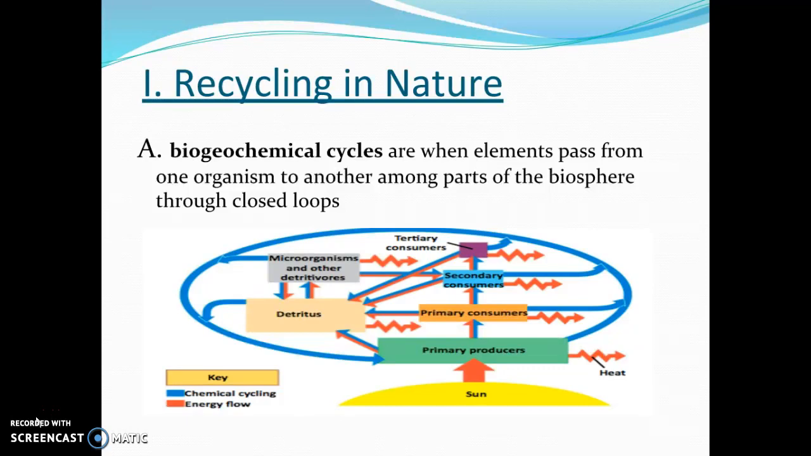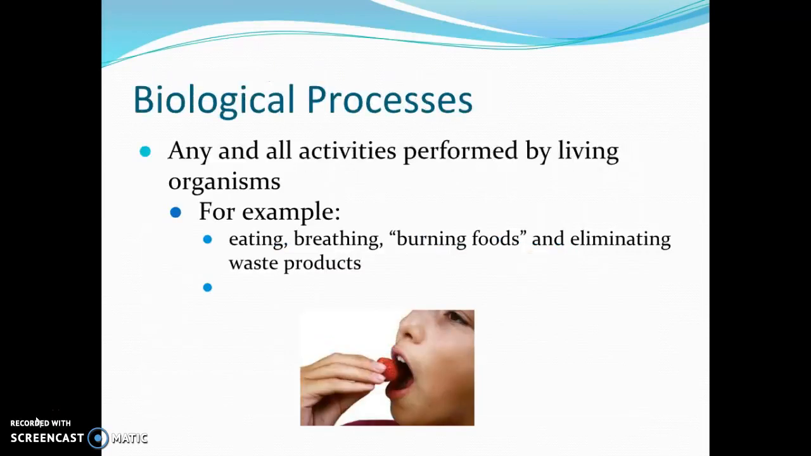So this is just an overview, and we're going to go into the definitions, starting with the biogeochemical cycle. This is when elements pass from one organism to another among parts of the biosphere through closed loops. So it uses all of those 4 processes we just went over: biological, geological, chemical, and human activity. All of those processes together make up the biogeochemical cycles, which makes sense since it has the words bio, geo, and chem in the title. So it incorporates all of those cycles.